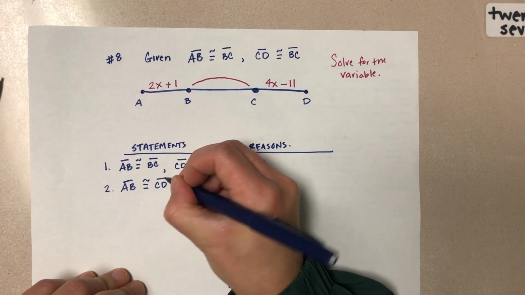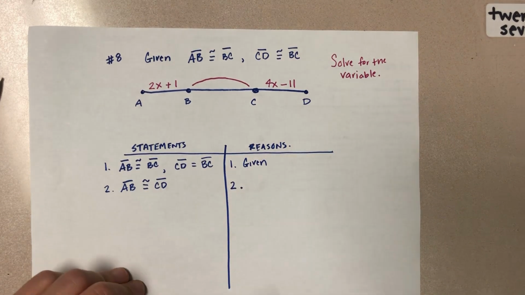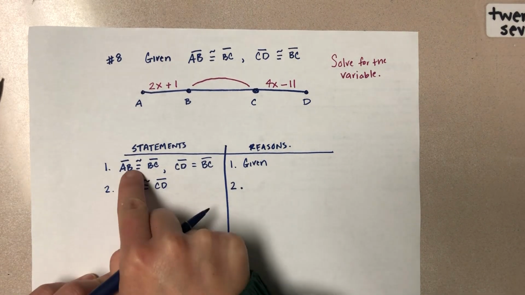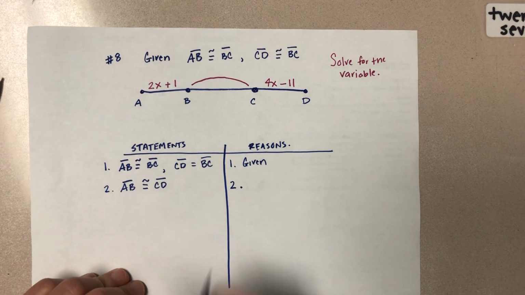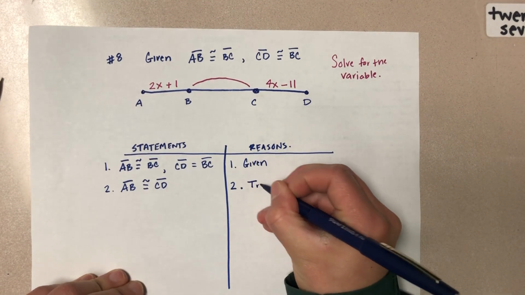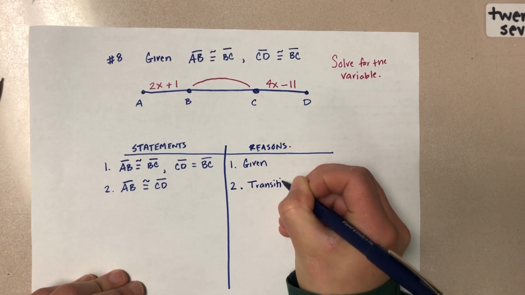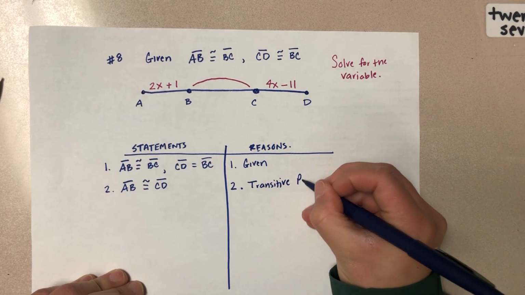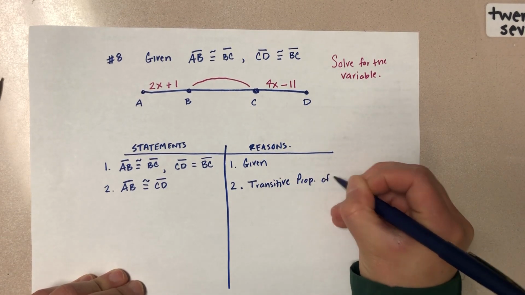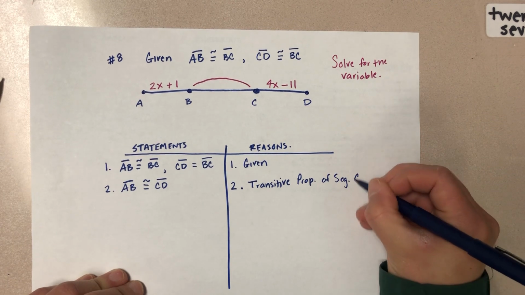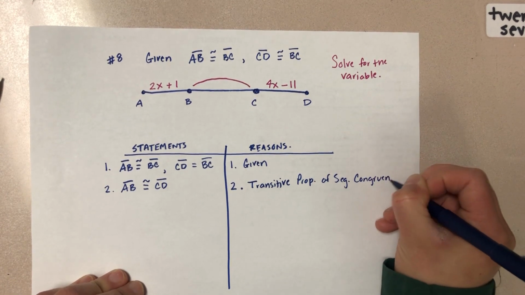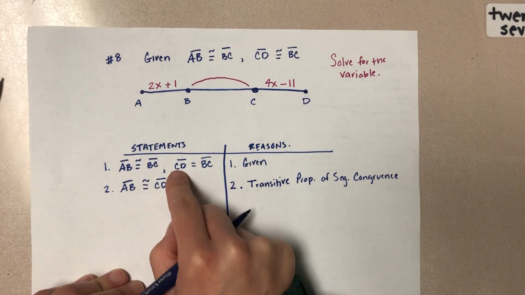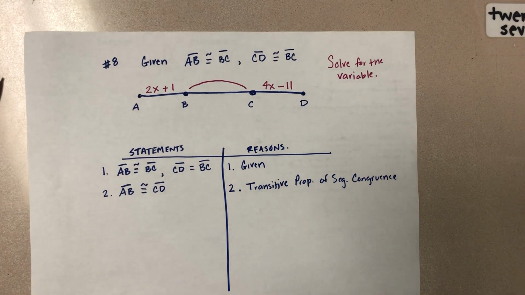Now, what property would that be? Well, if this is true and this is true, then this must be true. So we're going to use the transitive property here. And in this case, it's going to be the transitive property of segment congruence. And the reason it's of segment congruence and not of equality is because we are talking about line segments and not just lengths, okay?